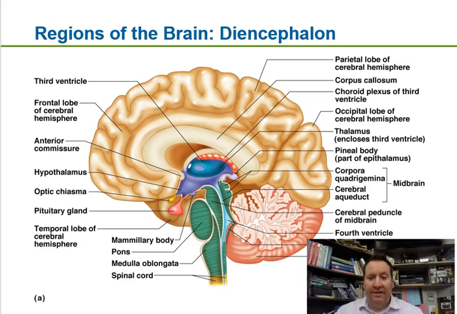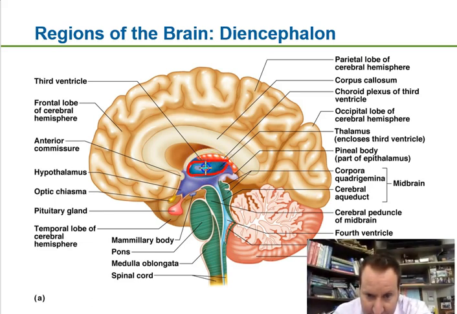So now we're going to move into this area that we call the diencephalon, which is on the inside of the brain. So you have to cut the brain open to get into the diencephalon. The diencephalon consists of this structure right here. I'm drawing a circle around what is called the thalamus. So that's the thalamus. Okay, I'll label it with a little T right here. Okay, so that's the thalamus right there.